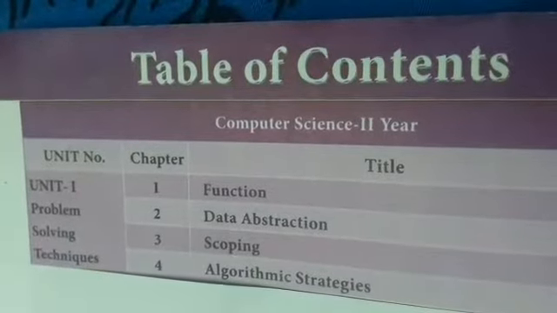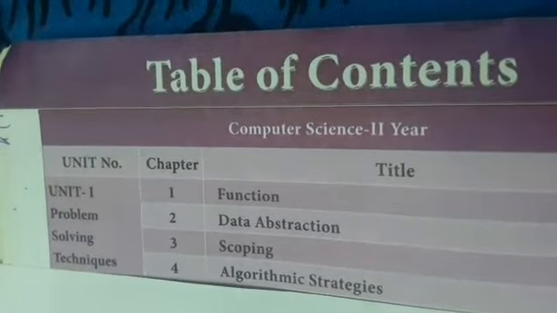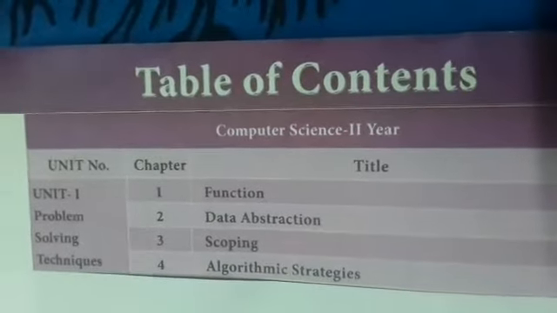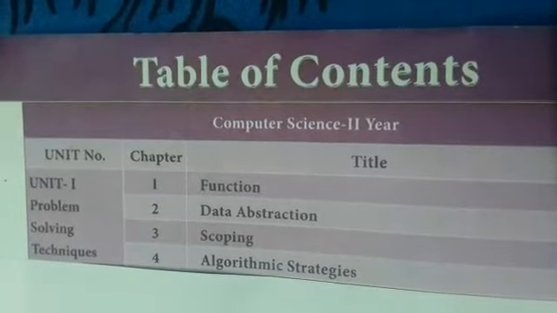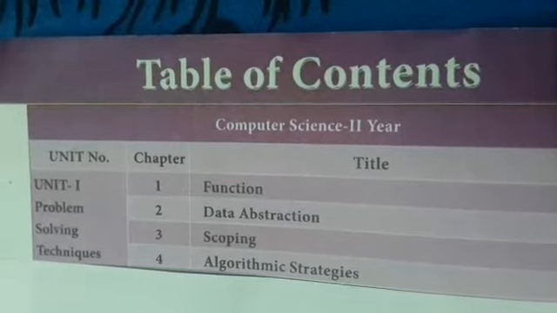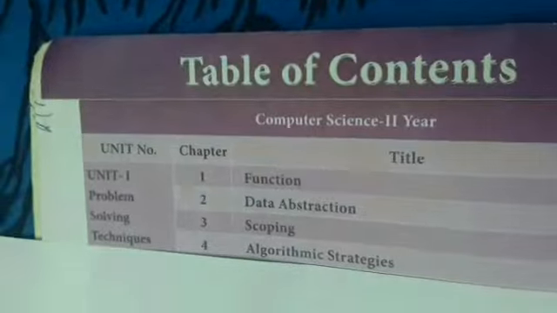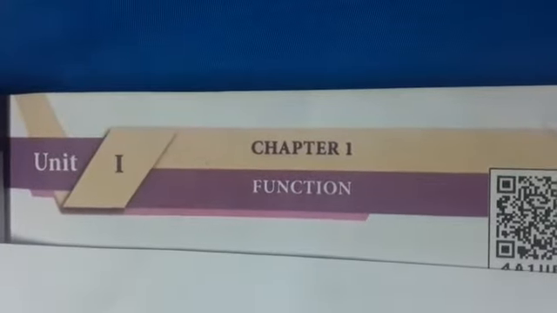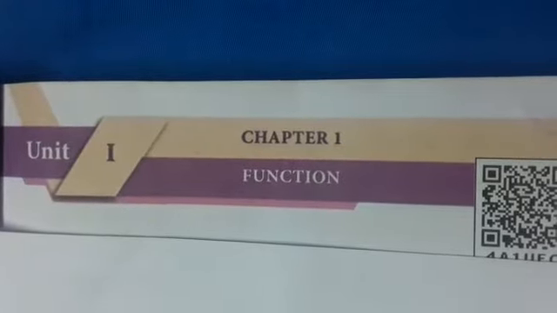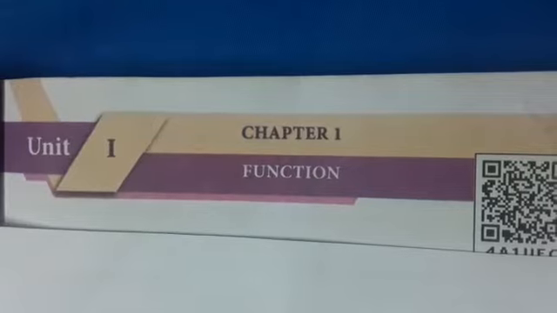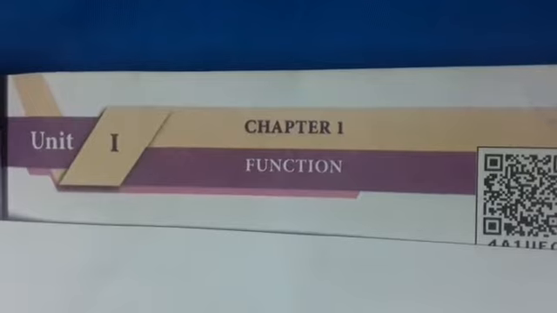The important topics of the first chapter have been given. Now we will revise with the textbook. Content Unit 1: functions, data abstraction, scoping, algorithm strategy. Now we'll see the first chapter, functions. Here we have seen the definition of function, what a subroutine is, and what the types of parameters used are, etc. We'll see each topic one more time.